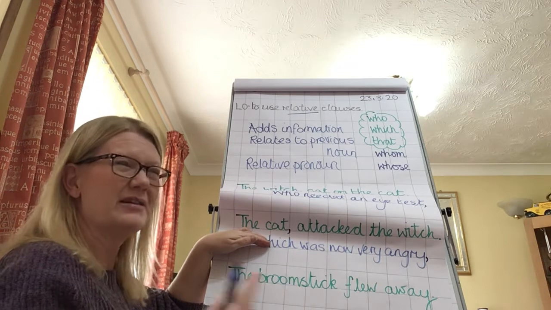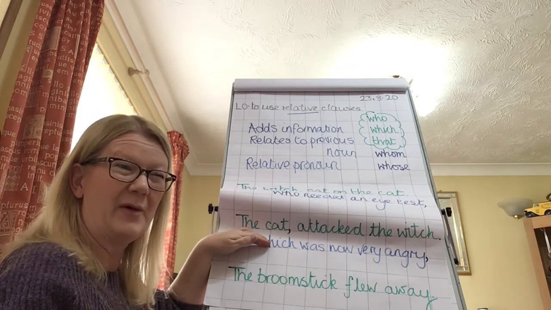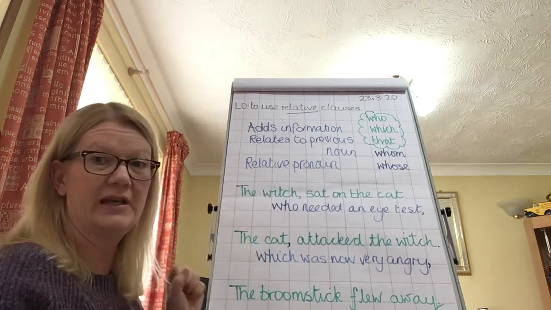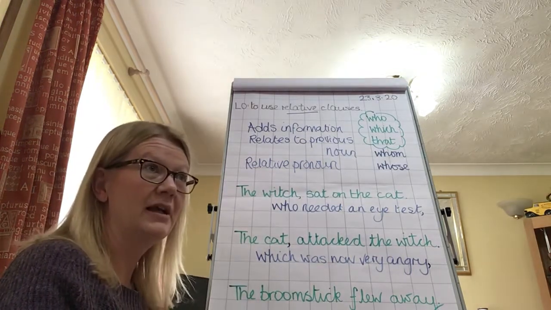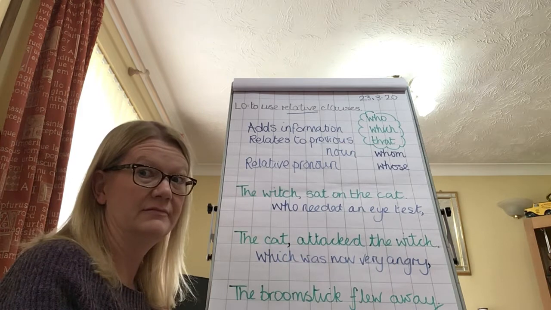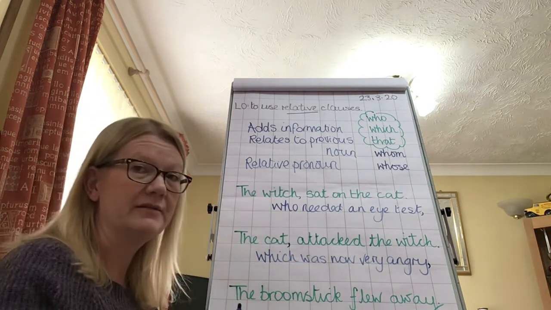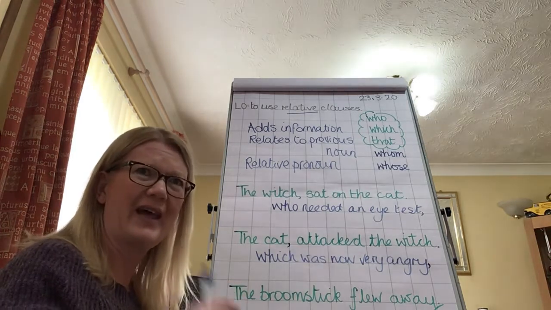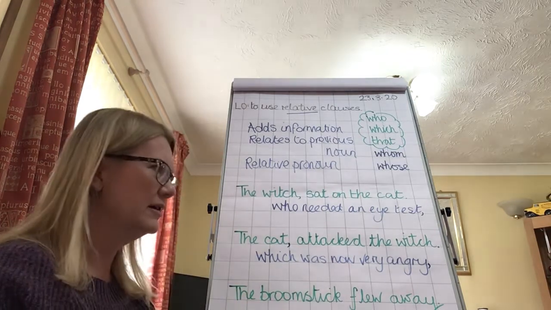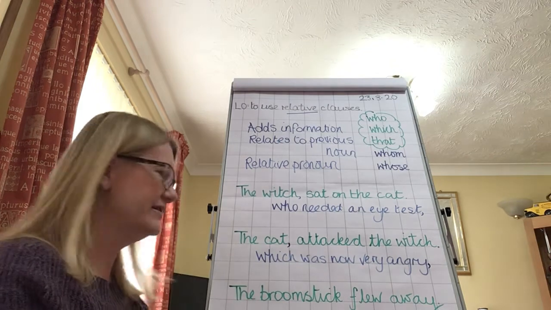Okay? Now, I don't want it to be any old broomstick. I want it to be a very specific broomstick. I want it to be the broomstick that the witch tried to sit on. Okay? So that's important. It's not any old broomstick that flew away. It's actually the broomstick that the witch tried to sit on. We need that bit in the sentence.